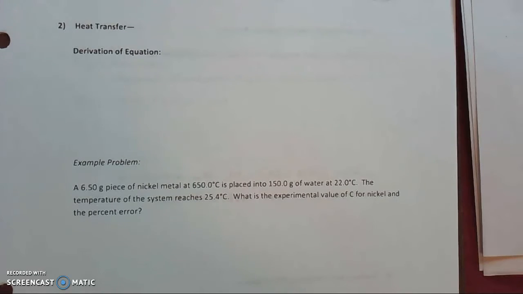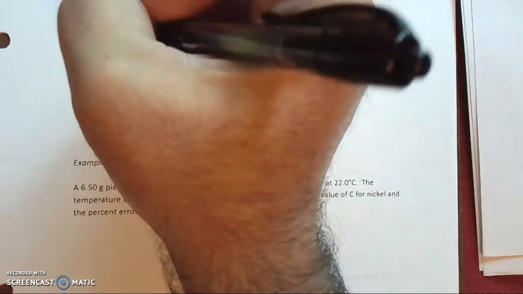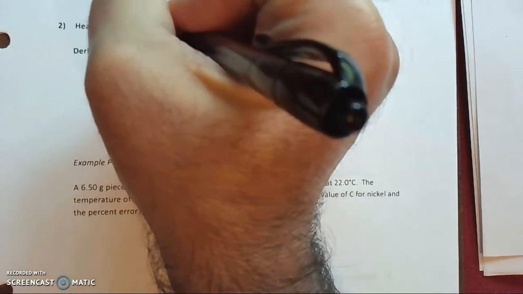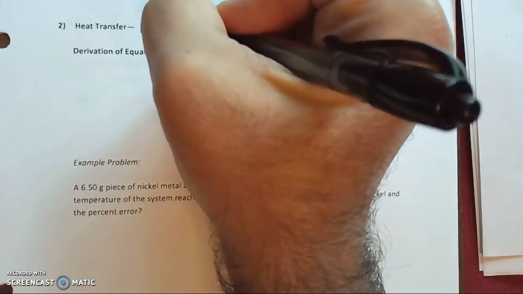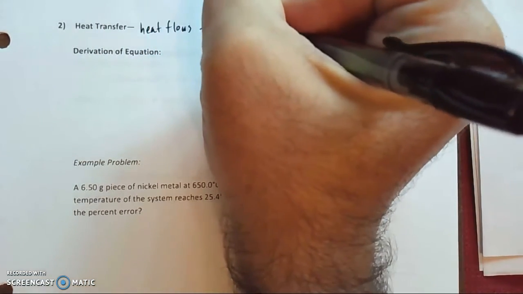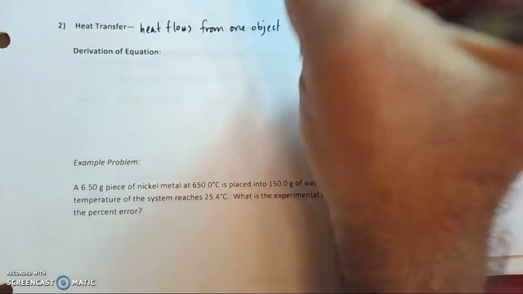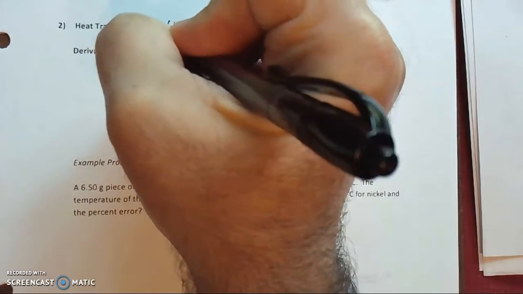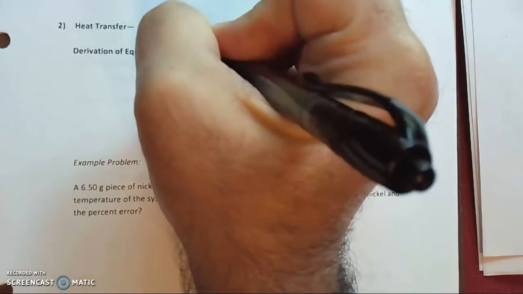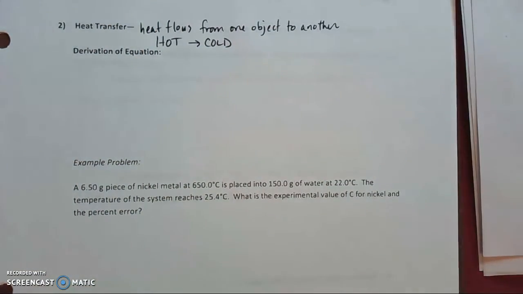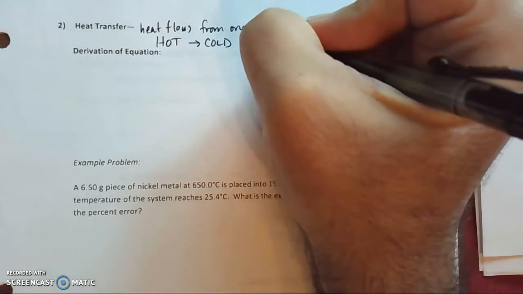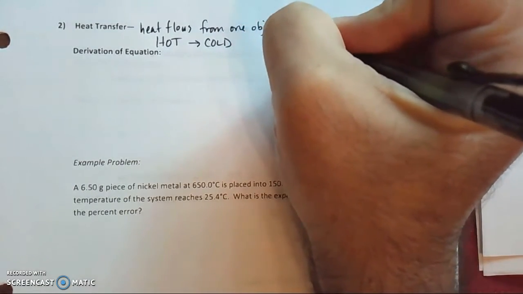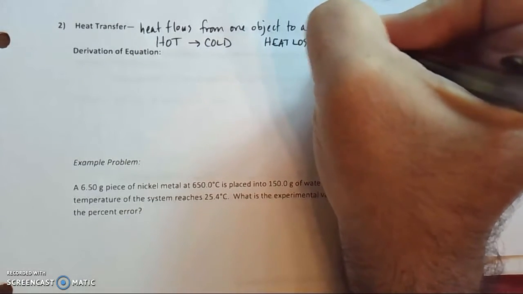So anytime we have two objects at different temperatures, heat is going to be transferred from one object to another. So heat flows from one object to another, and it goes from the hotter one to the colder one. So it's a transfer. But the thing that we have to remember is that heat lost is equal to heat gained.